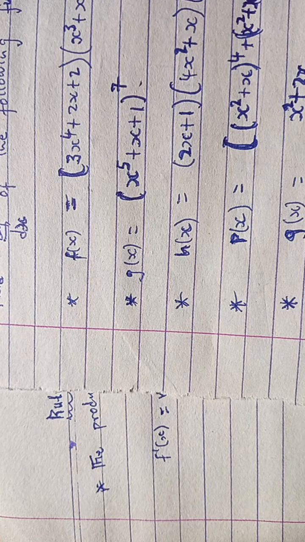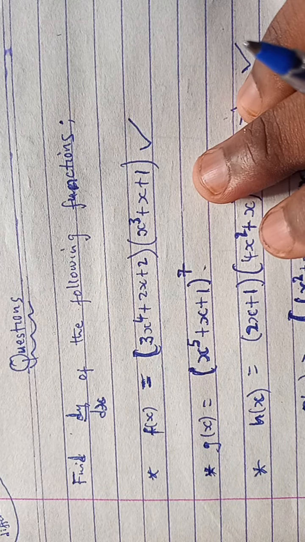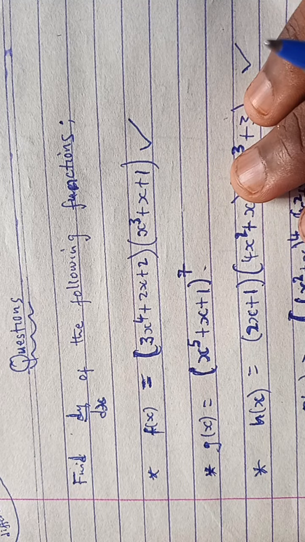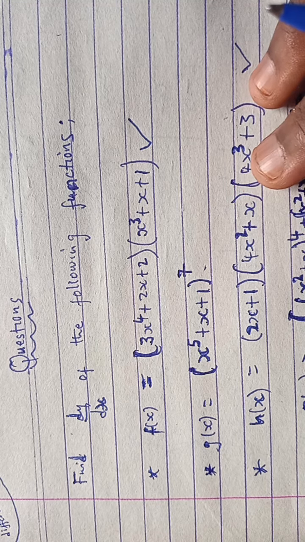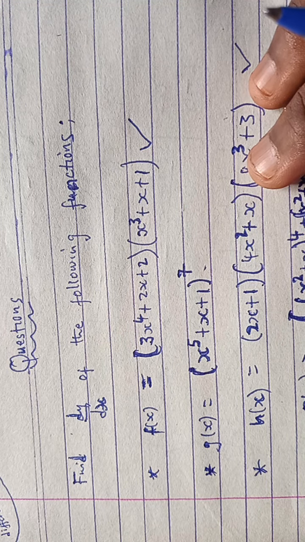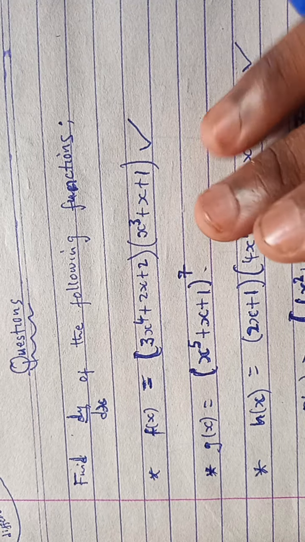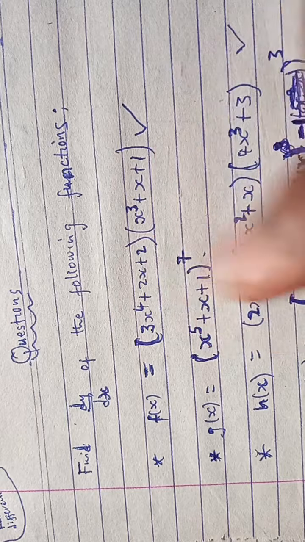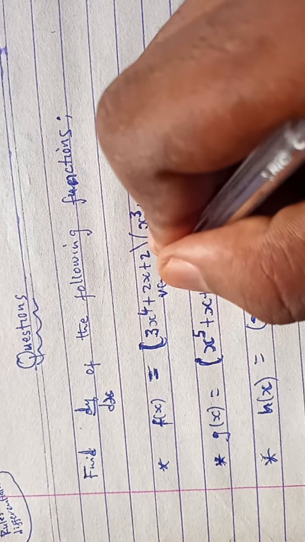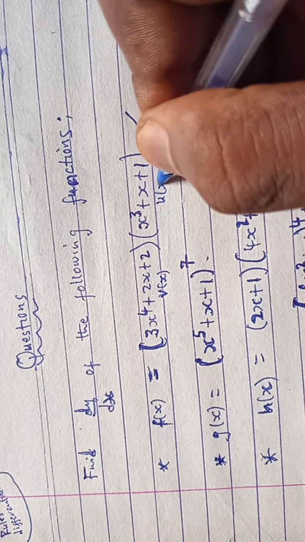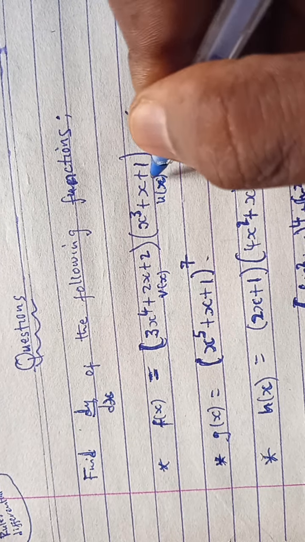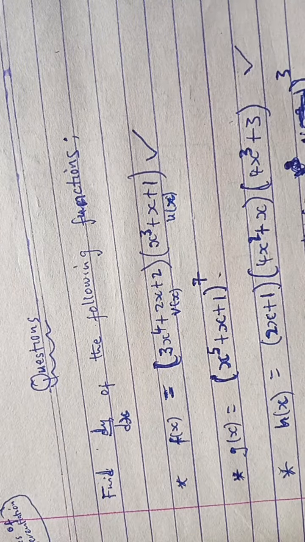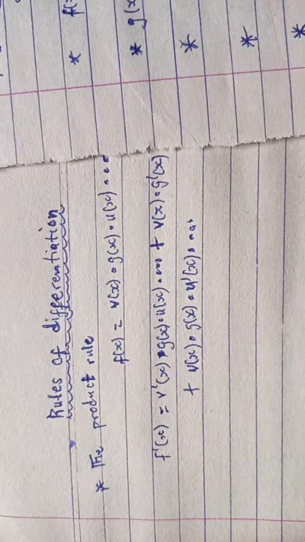So the first one says that f of x is equal to (3x^4 + 2x + 2) multiplying by another bracket, (x^3 + x + 1). This denotes that it is a product of two functions. So let's say this one should be v of x and this one should be u of x. Let's proceed to solve it.